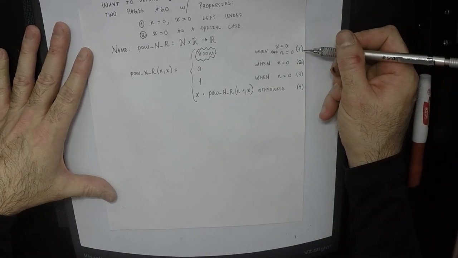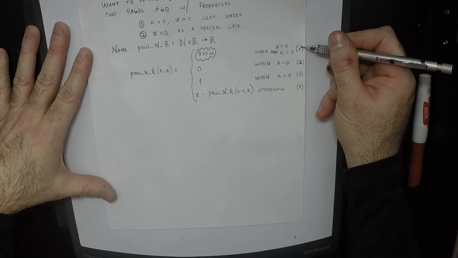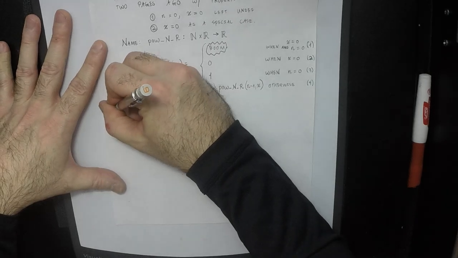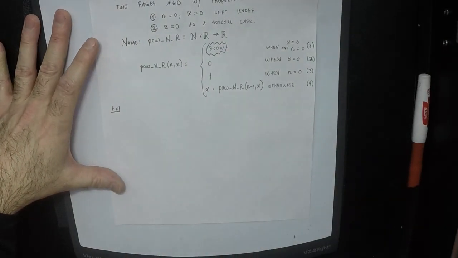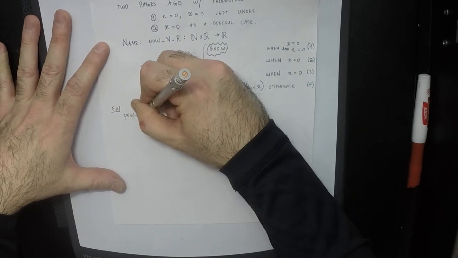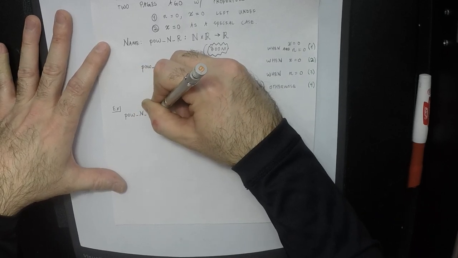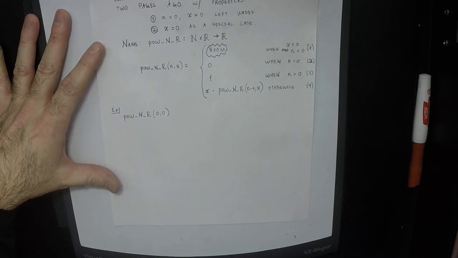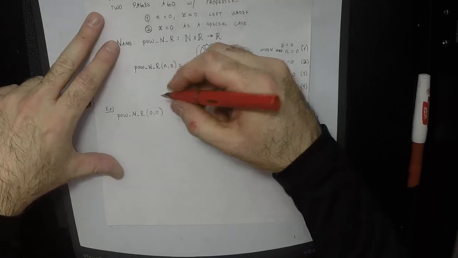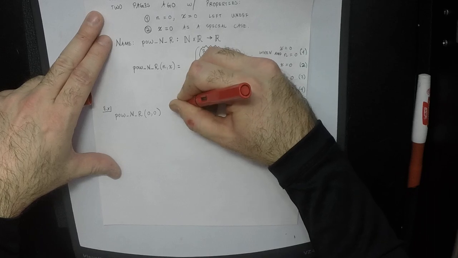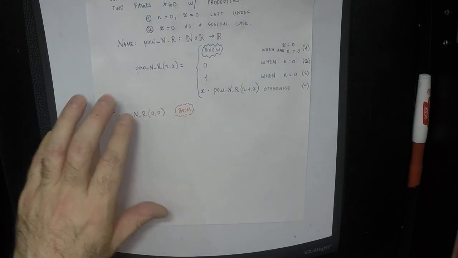Yes, the guards are checked top to bottom. The first one that matches is the one that wins. So, for example, pow_in_r of, say, 0 and 0, then what? Boom, right? Blows up. Won't work.